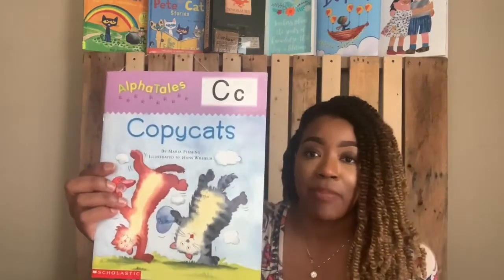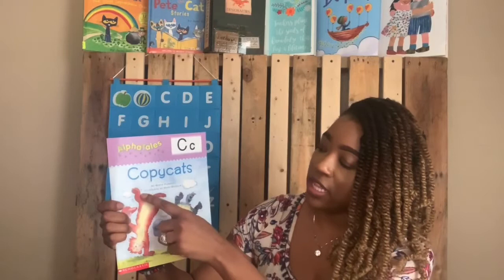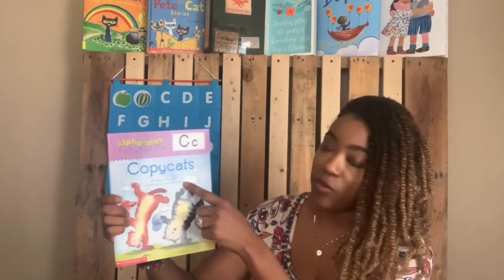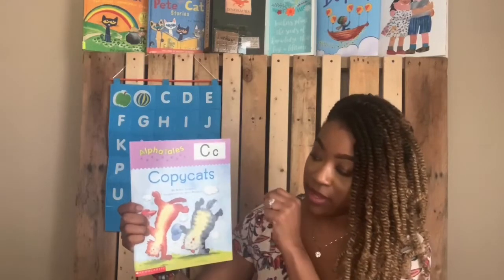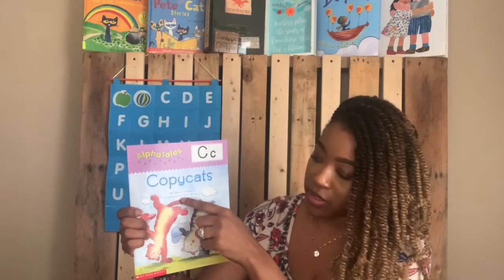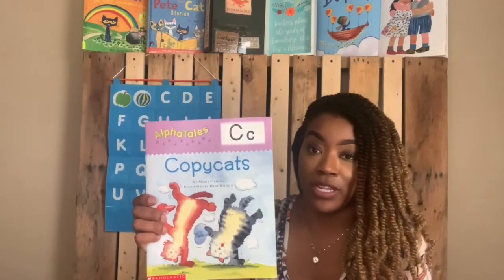All right, so let's start our story. Here's Copycats by Maria Fleming, illustrated by Hans Wilhelm. Remember, the author is the person that writes the words, which is Maria Fleming, and the illustrator, Hans Wilhelm, is the person that draws the pictures. Here we go.